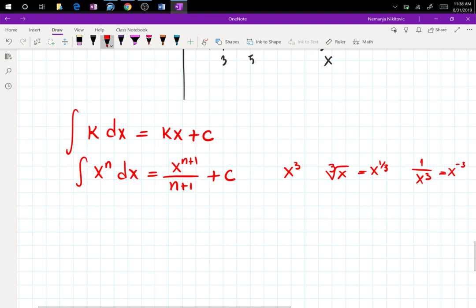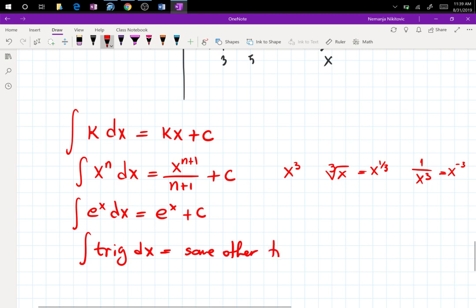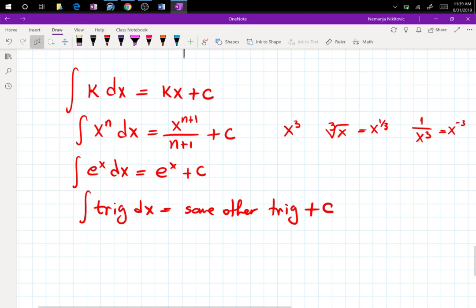So it's a really important rule. Covers 3 different types of functions. So you have only constants on top, then you have those 3 types buried in here, and then you have your integral of e to the x dx, which is e to the x plus c. You have your integral over trig dx equals some other trig plus c.